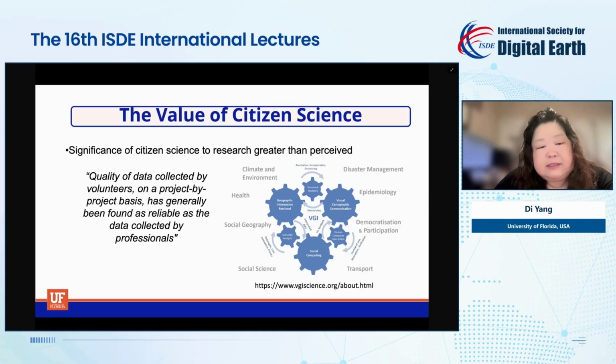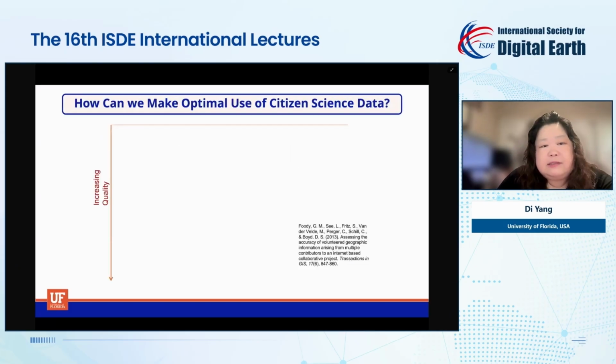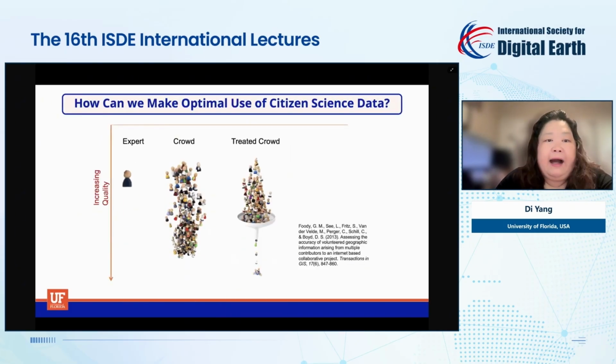the quality of citizen science data collected by volunteers, on a project-by-project basis, is actually better than a lot of the data collected by experts. And the amount of data collected by citizen science is exponentially more than what expert researchers can collect in a short period of time. So how can we make optimal use of citizen science data?